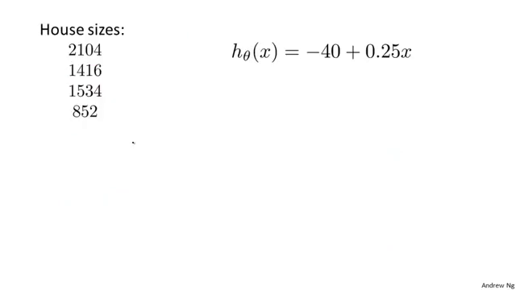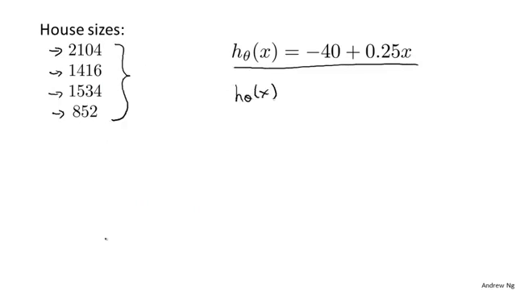Finally, let me show you a neat trick. Let's say we have a set of 4 houses with 4 sizes like these, and let's say I have a hypothesis for predicting the price of a house. And let's say I want to compute h of x for each of my 4 houses here. It turns out there's a neat way of applying this hypothesis to all of my houses at the same time. It turns out there's a neat way to pose this as a matrix vector multiplication.